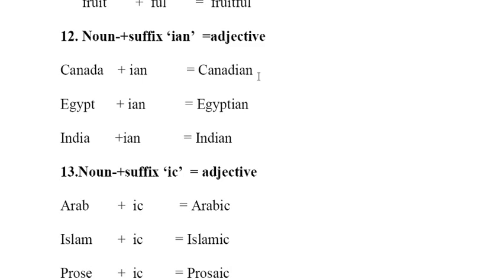Rule 12: noun plus suffix IAN equals adjective. Canada plus IAN, Canadian. Egypt plus IAN, Egyptian. India plus IAN, Indian.